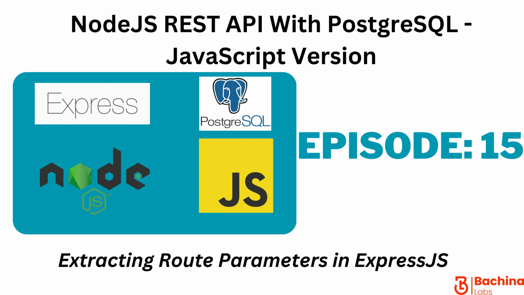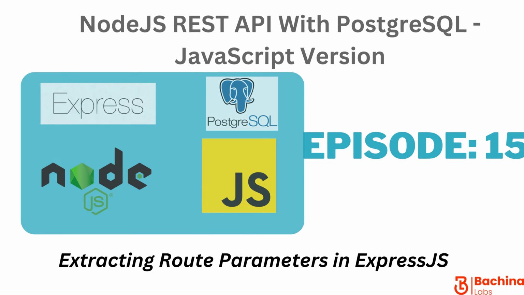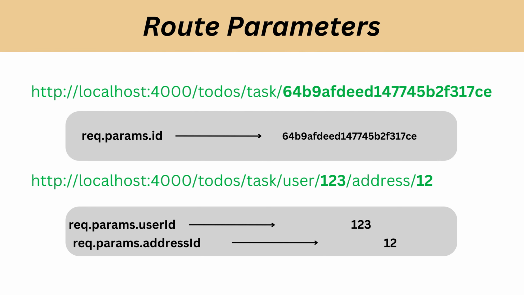For those who don't know what route parameters are, they look like this in the URL. For example, after task slash there is a number. The number is nothing but a route parameter. You can read those parameters with request.params.id. Obviously, you need to define that route parameter in the URL in the code. And you can even define multiple route parameters, as we see in the second URL.